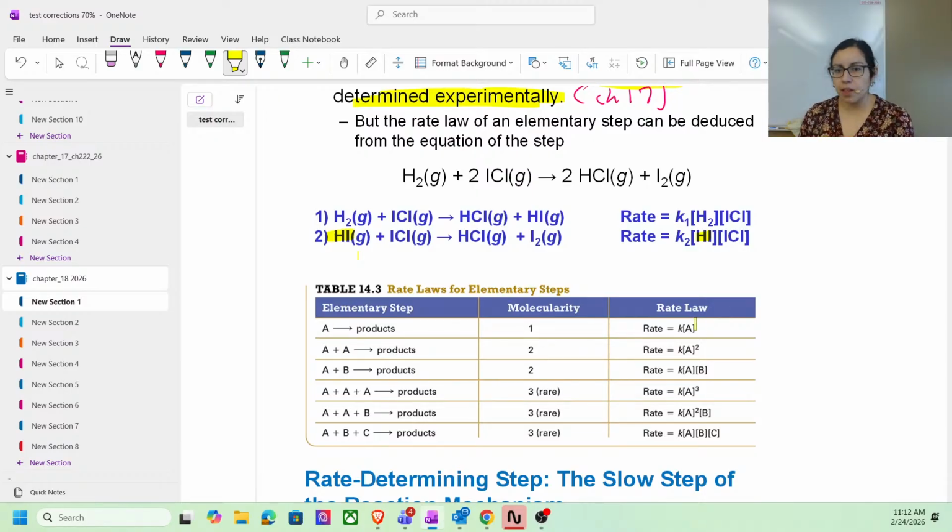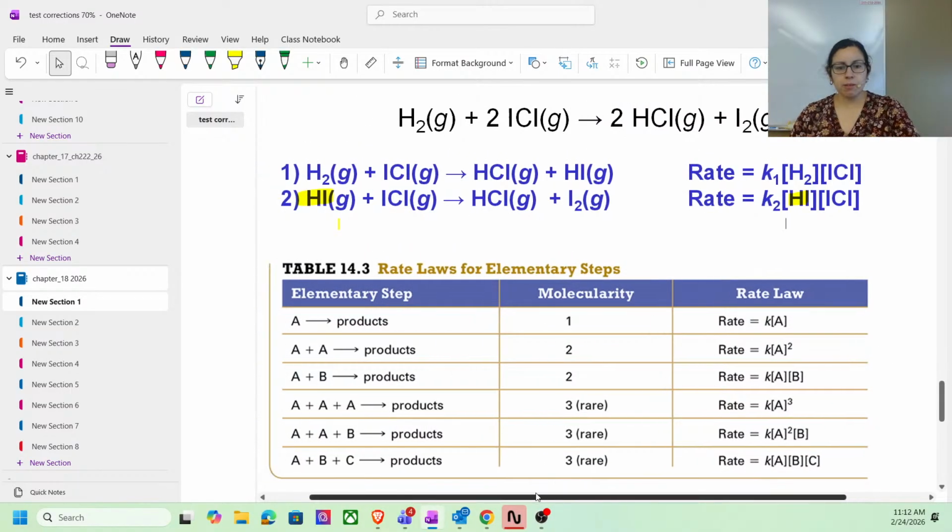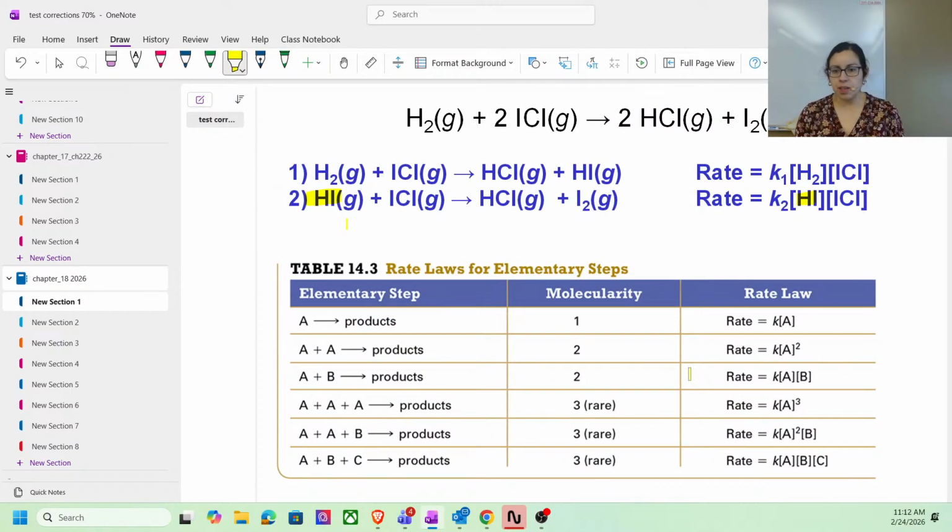Whether we have a unimolecular step where it's first order, or maybe it's bimolecular, that would give us second order for A. Or we could see two different reactants like A and B, or all these three permutations. So AAA would give us A to the third order, or AAB, if they were all colliding simultaneously, so that would be A squared B, and then three different reactants, A, B, C there.